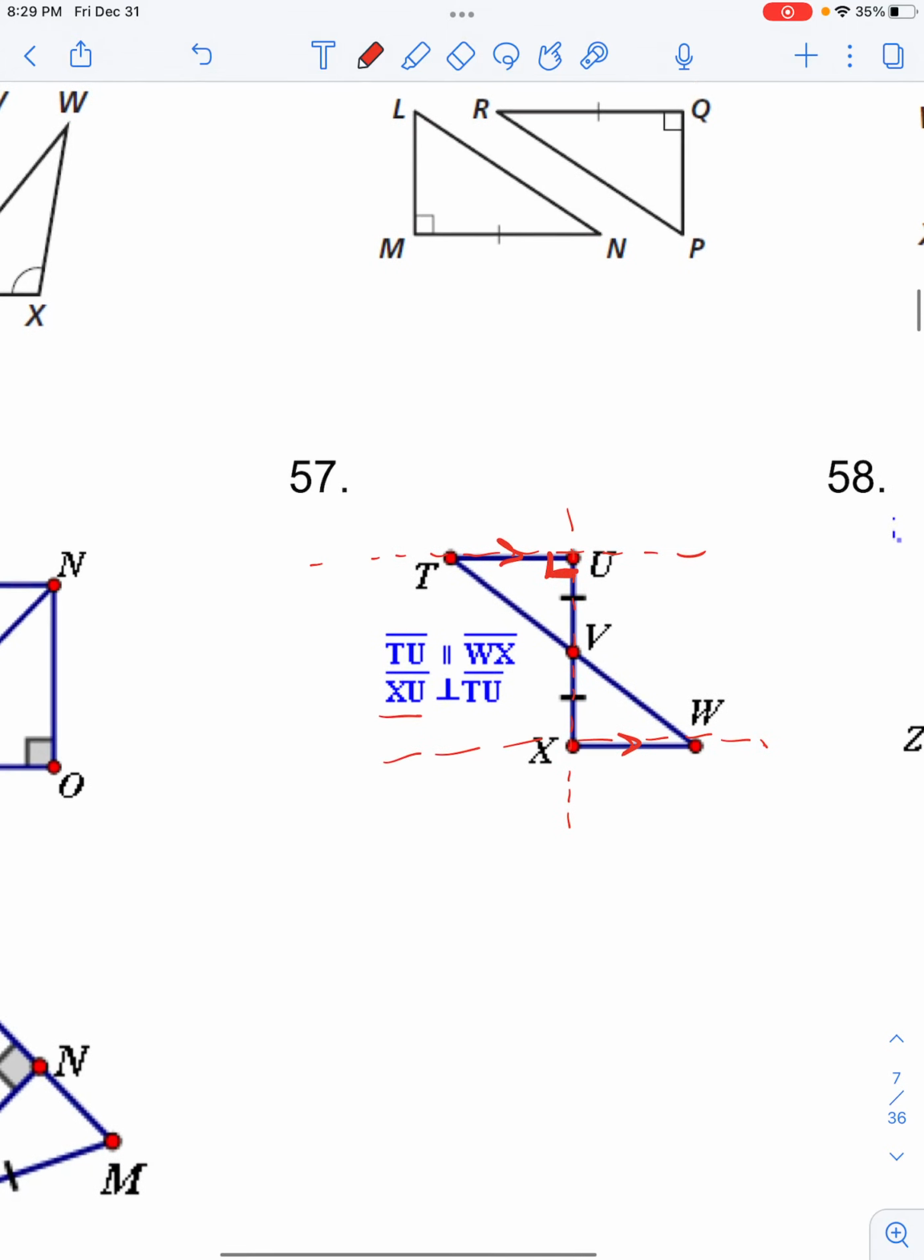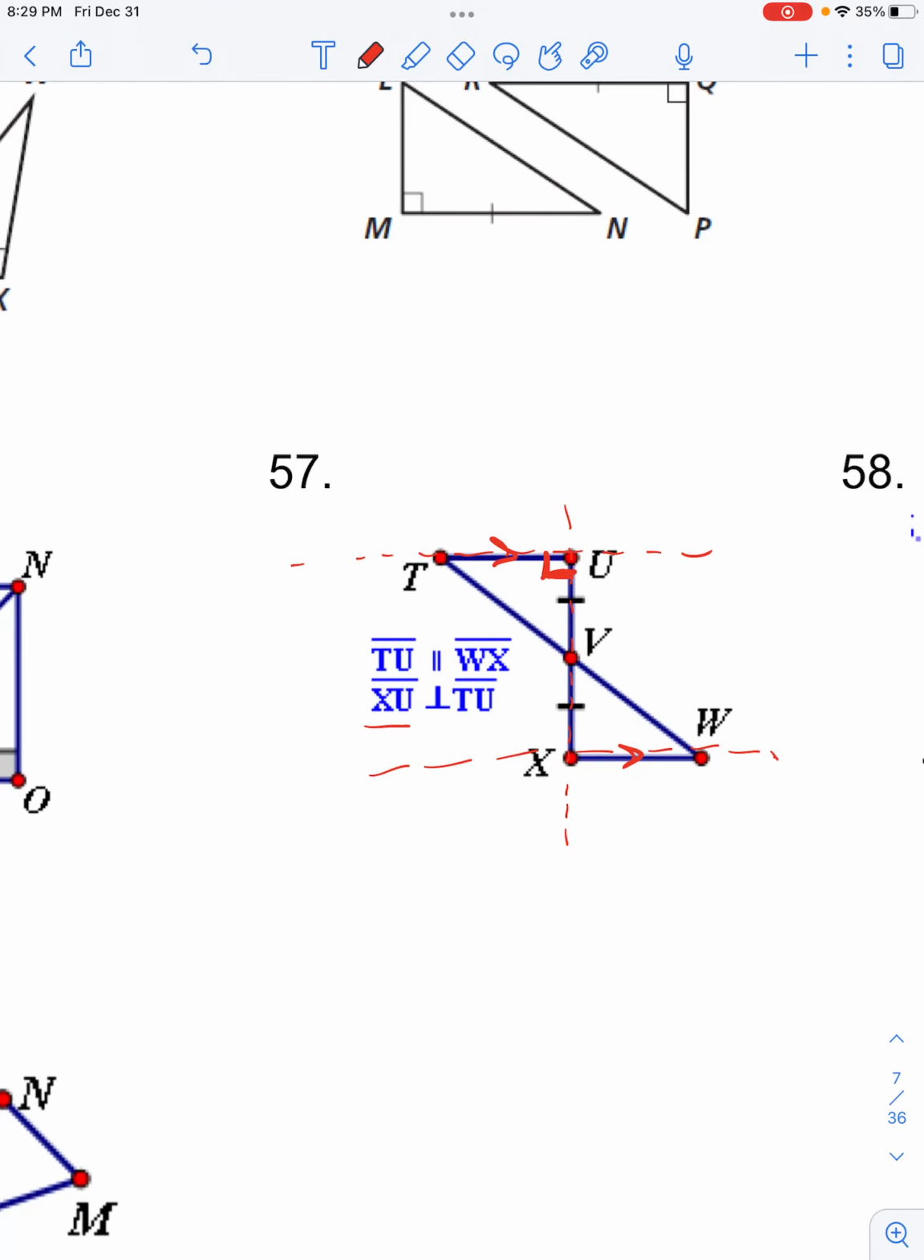And so this would mean that the alternate interior angle to this, which would be this angle here, formed by UXW, would also have to be a right angle because it would have to be a congruent angle, and the congruent angle to a right angle is also a right angle. So we know that angle TUV is congruent to angle WXV, because they're both right angles. They both have a measure of 90 degrees.